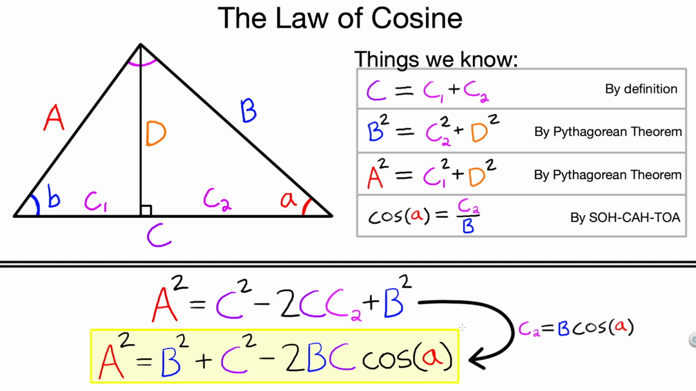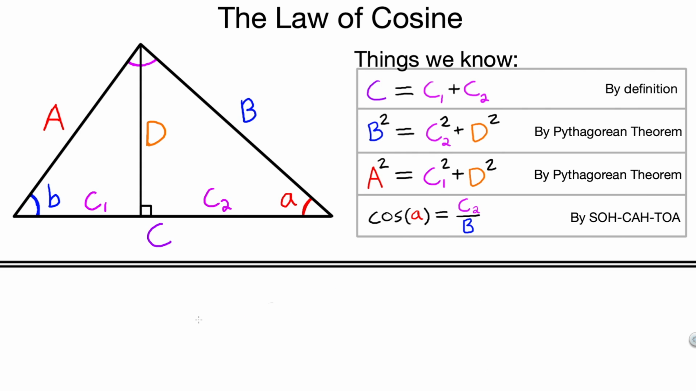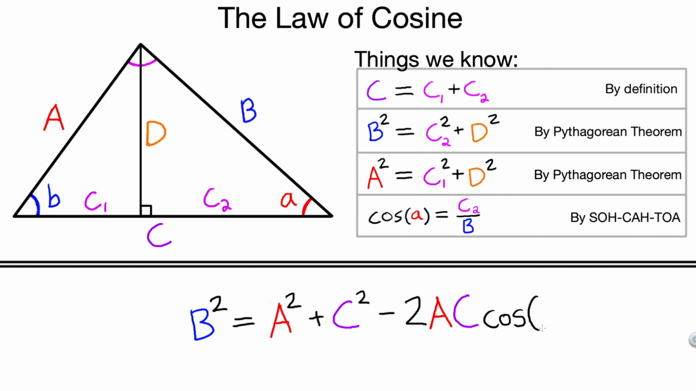This can work for any of the three sides of the triangle. All you have to do is make sure that this angle here is opposite of this side length. As you can see on the triangle that I've given you, the angle A is the opposite of the side length A. If we were to rewrite this using b instead, we would have b squared equals a squared plus c squared minus 2ac cosine of angle B. The one for c squared is derived using the same method.